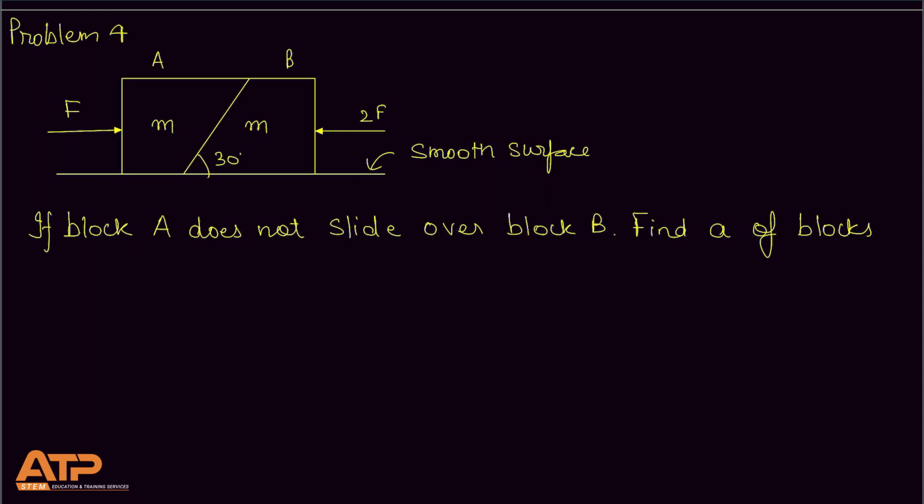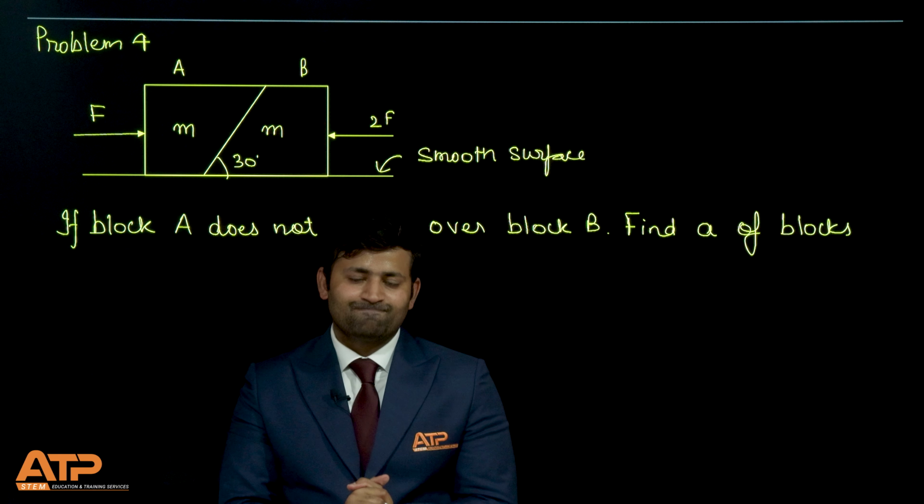In this question, you can see a block A which is not sliding over block B, and two forces are acting externally on the system. Blocks are kept on a smooth surface. We have to find the acceleration of the blocks.